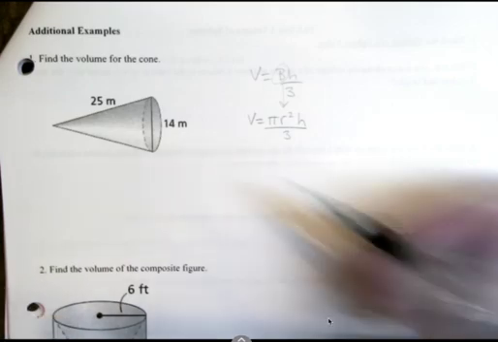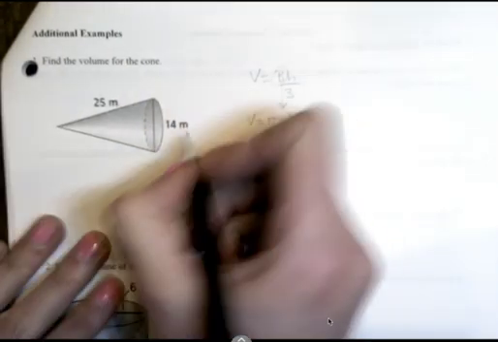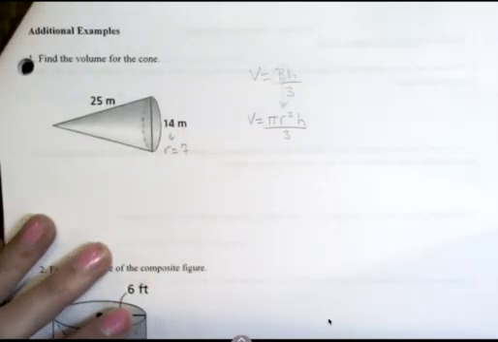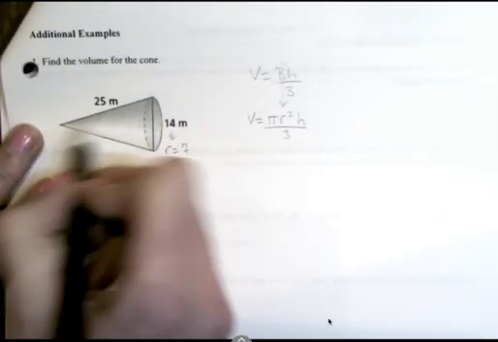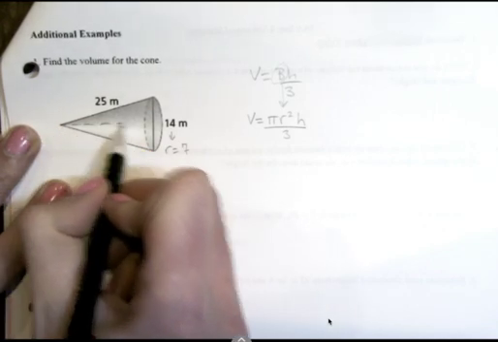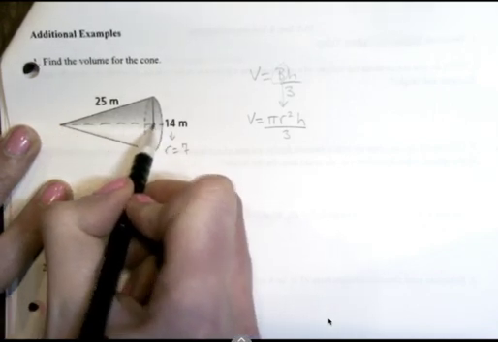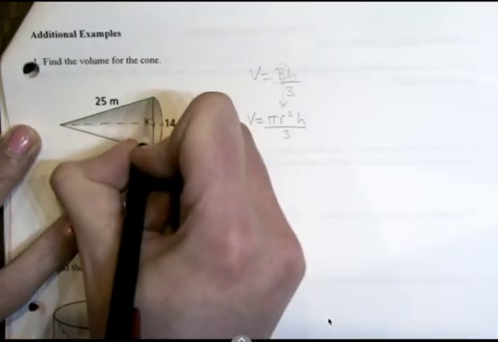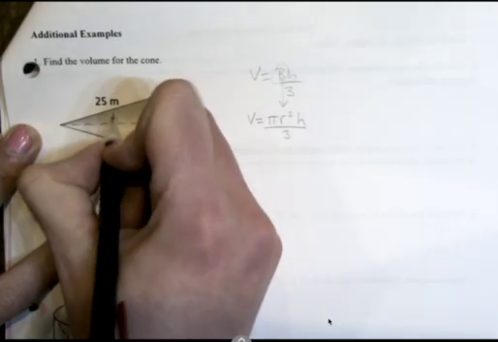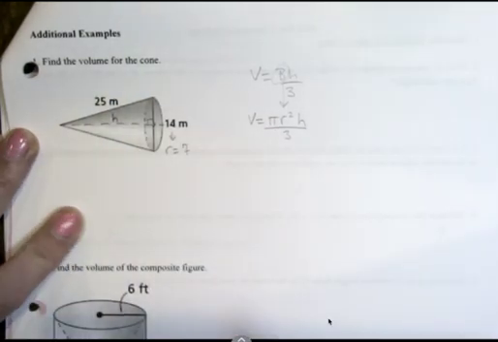Okay, so we can figure out the radius because the diameter is 14, so the radius must be half of that, so we know the radius is 7. Now this is not the height. Remember, this is the slant height. This, going right from the middle to the peak, forming a right angle, that is the height. So I need to do some work to find the height.